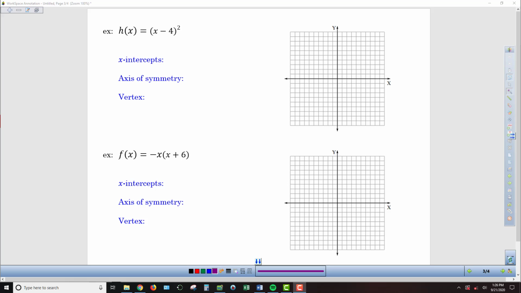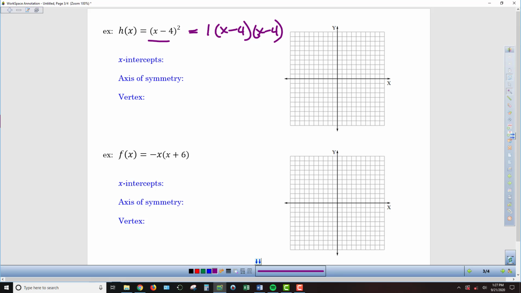So here we're going to take a look at two examples that are still in intercept form, even though they don't quite look like it. In the case of this first one, we see this x minus 4 squared. Now, in that format, it almost looks more like it's in vertex form than it is in intercept form, and we could view it that way. Or we could view it as 1 times x minus 4 times x minus 4.